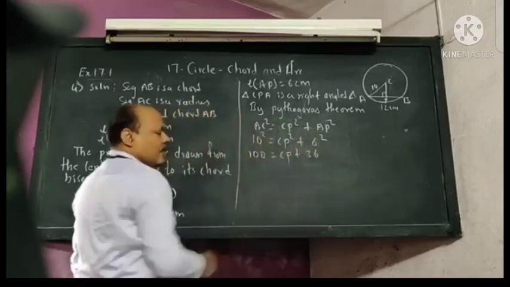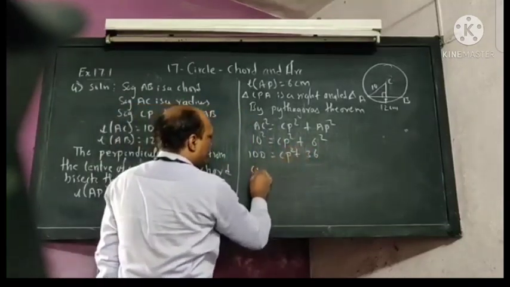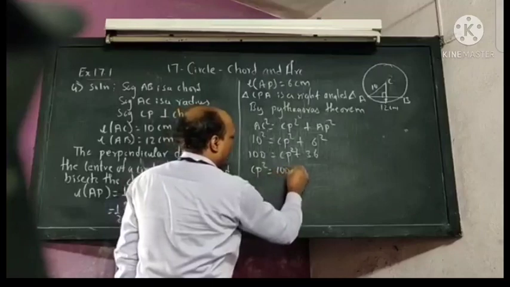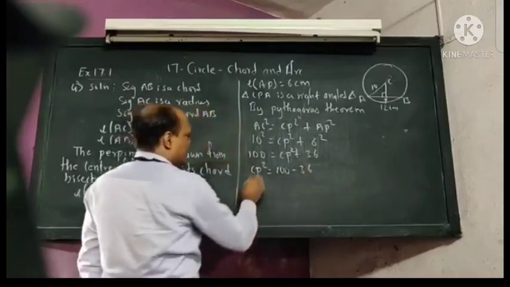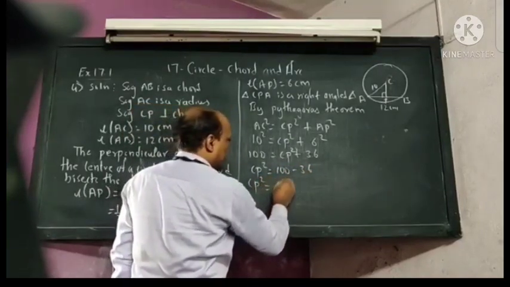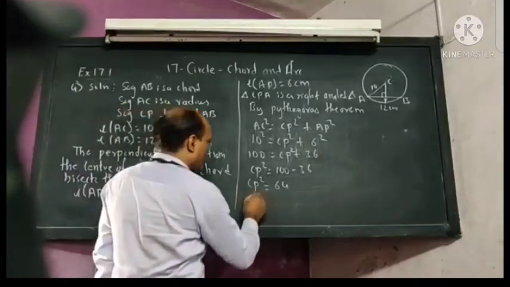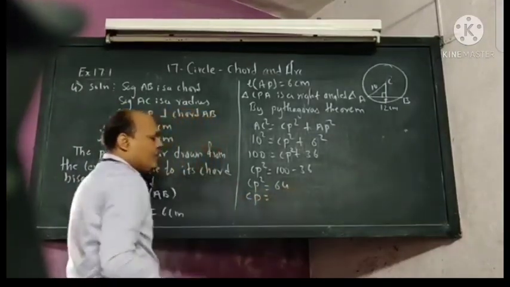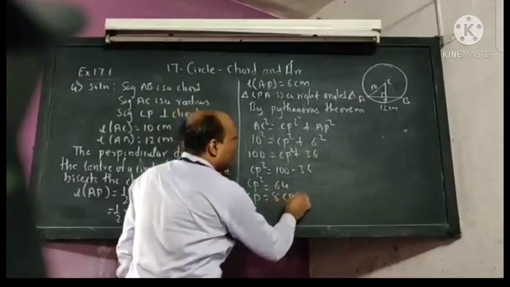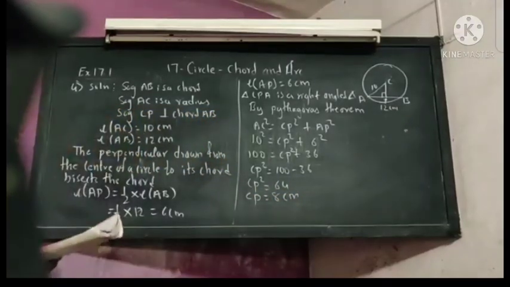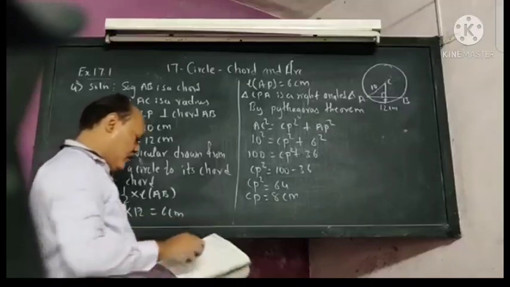Bring the 36 to the other side. That is CP square is equal to 100 minus 36. That is CP square is equal to 64. When you do the minus, you will get 64. That means the value of CP, the square root of 64 is how much? 8 centimeter. The final answer you have to write.